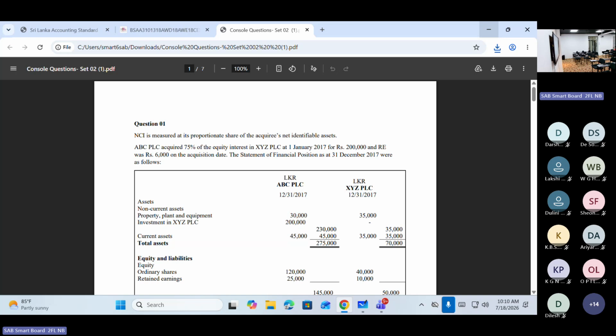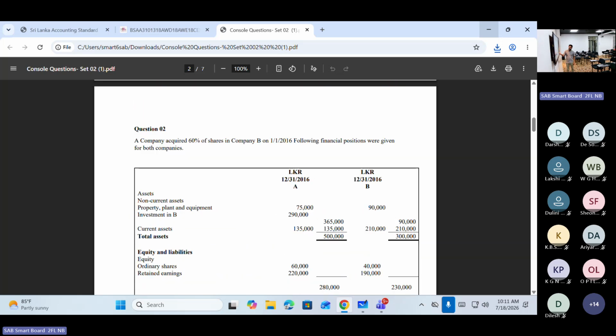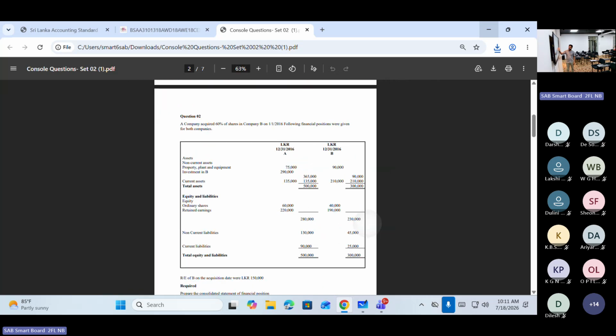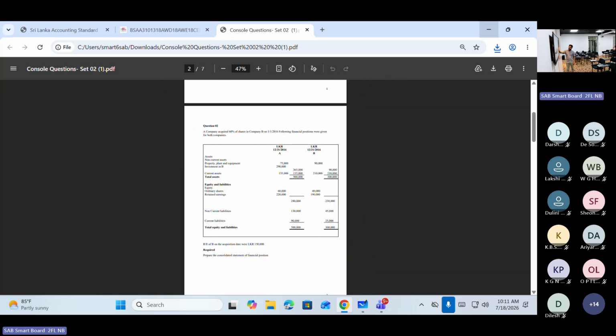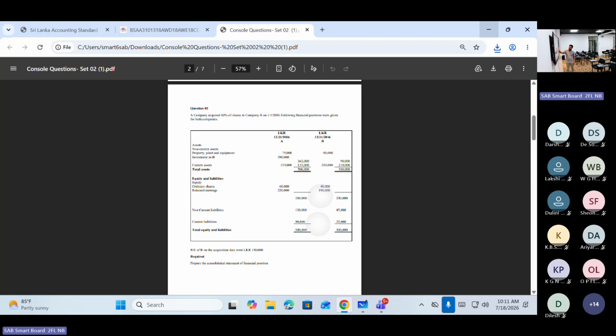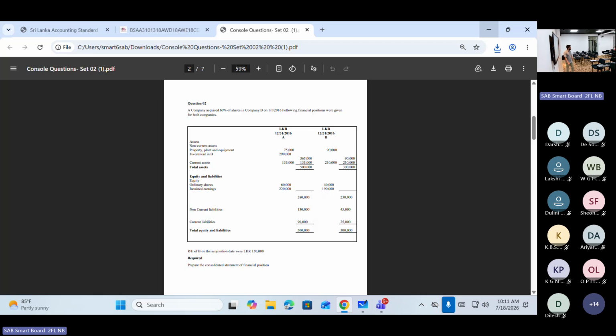Open that. Console question set 2. Right? We are going to do console question set 2. Set 2 again. I'm going to do the second question. Here is the question. Read the question first. I'm going to do the second question. Console question set 2, second question.